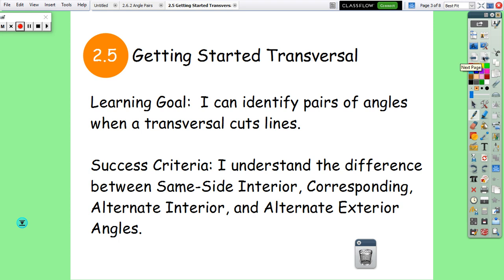All right, getting started with the transversal. So our learning goal is basically to identify pairs of angles when a transversal cuts lines. If you guys remember back to 8th grade, I know that was a long time ago, but in 8th grade, one of the books dealt with transversals and parallel lines and what happens with the relationships between the angles. So that's what we're going to be talking about here. And then these are the different kinds of relationships we're going to be talking about: same side interior, corresponding, alternate interior, and alternate exterior.